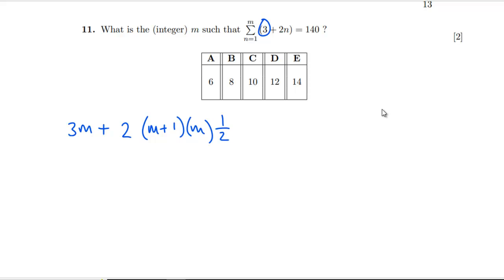So we just need to solve this. That's obviously going to cancel with that. So we've got m squared plus 4m equals, what did they say, 140. Well, you can see it's going to be 10. We don't even need to go in, we've got 100 plus 40 is 140. So C. Okay.